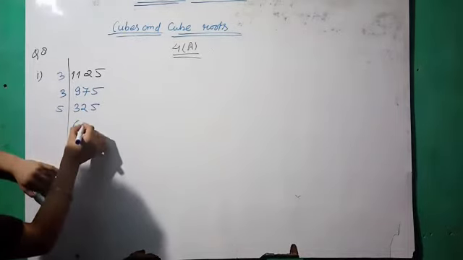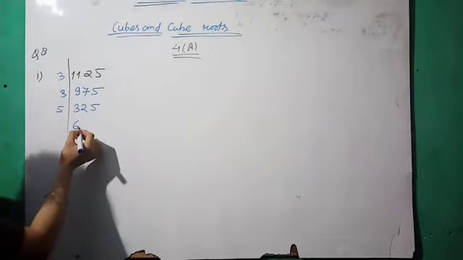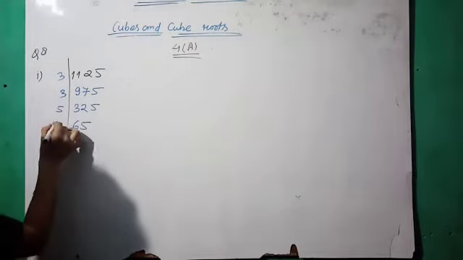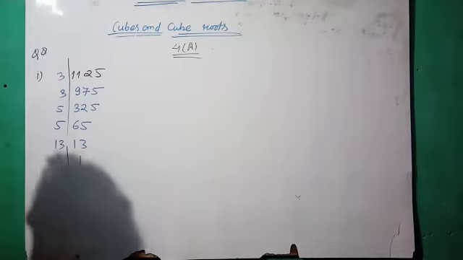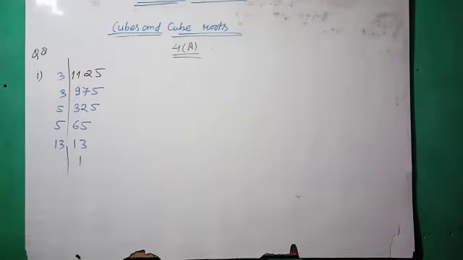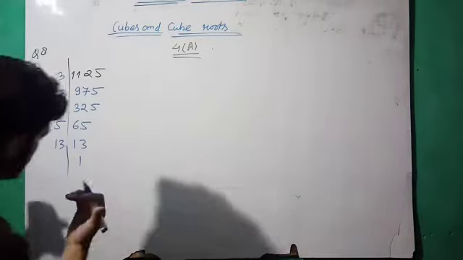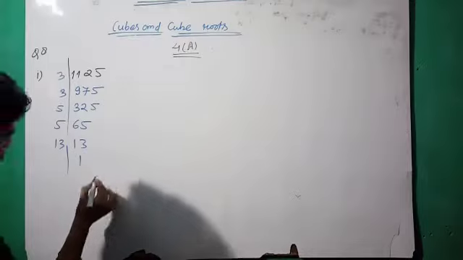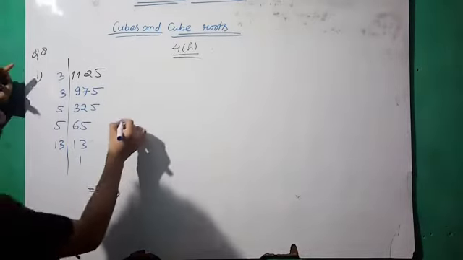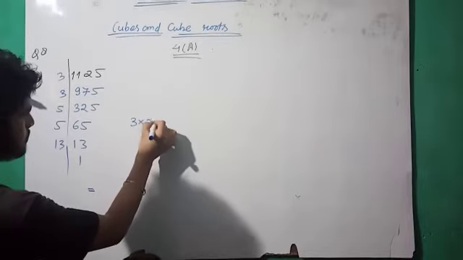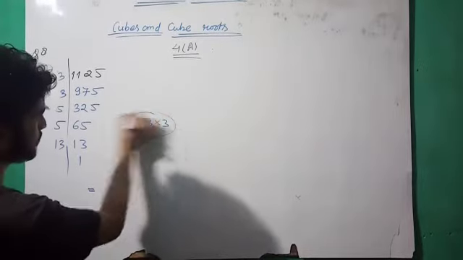5 6 is 35, and 5 again, 5 13 is 13. If you have to make this number a perfect cube, how can we make it a perfect cube? This is very important. For a perfect cube, we need the prime factors in groups of 3.